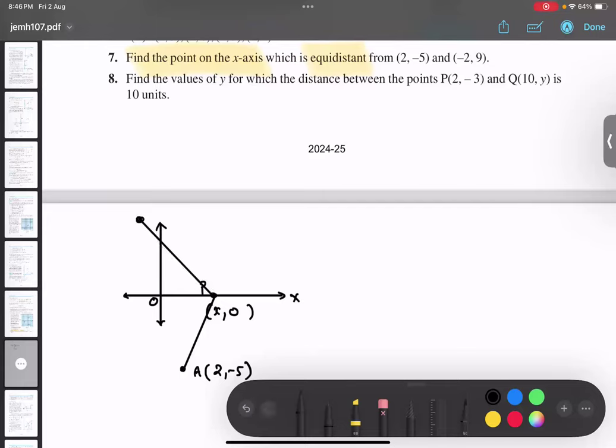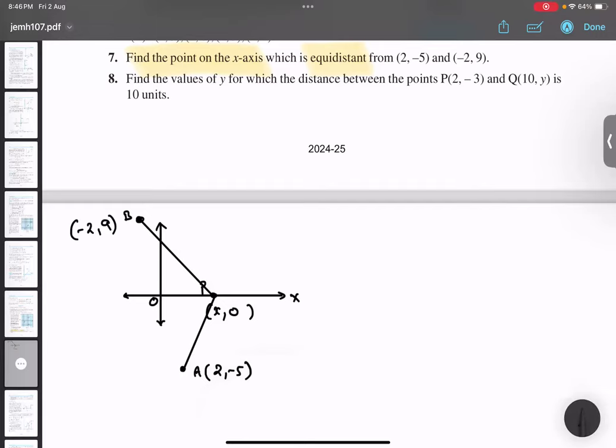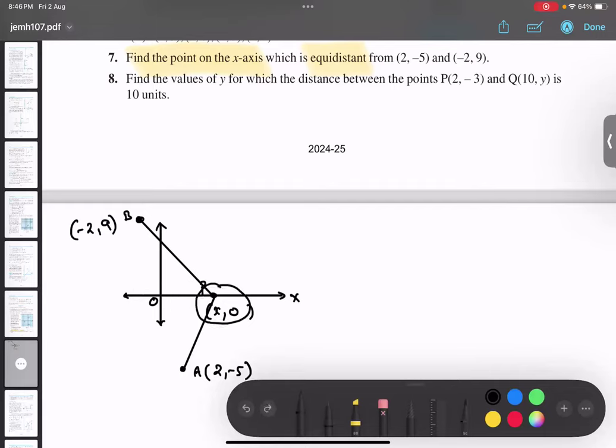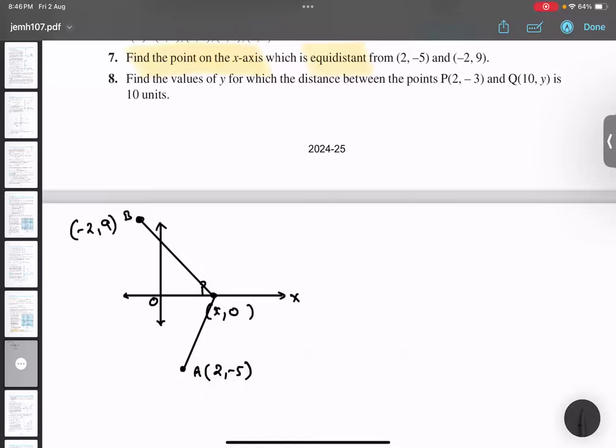You must be thinking, sir, these two lines do look equal. Yes or no? Because I don't know where this point is. This point can be here. Is it making sense? That is why we want to find that point. So according to the question, PA is equal to PB. Make sense?